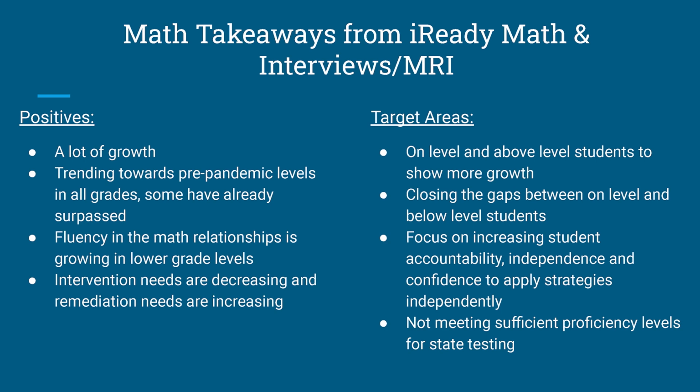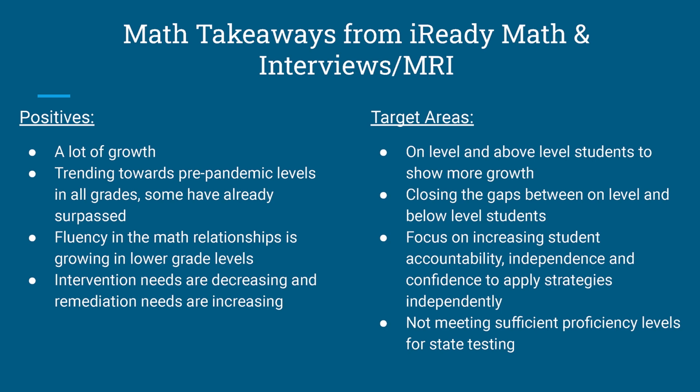And then the takeaways. So our positive is a lot of growth. We're trending towards the pre-pandemic levels in all grade levels. Some have already surpassed. Fluency in math relationships is growing in the lower grade levels. Intervention needs are decreasing and the remediation needs are increasing.